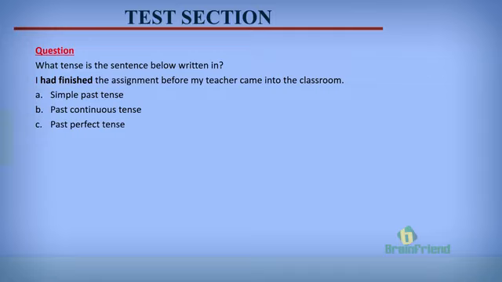The correct answer is C, past perfect tense. Remember I said that the past perfect tense is used to express the fact that two actions happened at some time in the past, but one happened before the other. And if you look at this sentence, I had finished the assignment before my teacher came into the classroom, we find two actions. I had finished the assignment and my teacher came into the classroom. So one happened before the other. I finished the assignment before the teacher came. So if you picked C, you are correct.